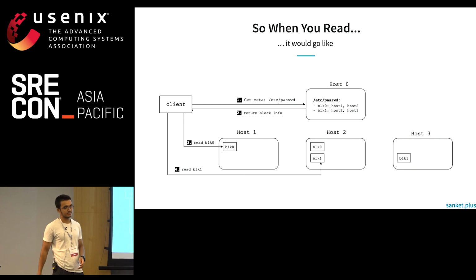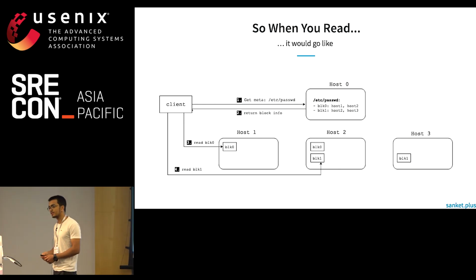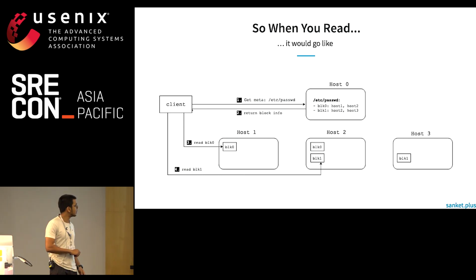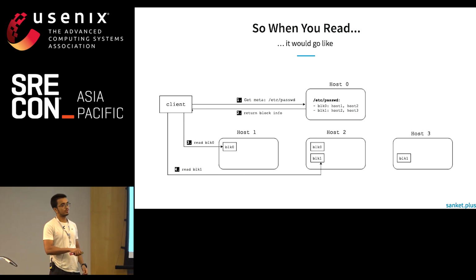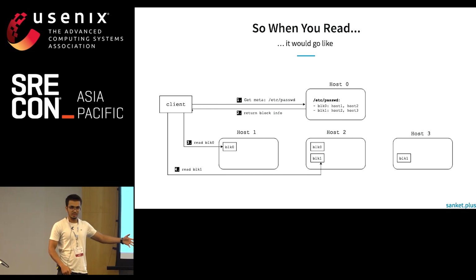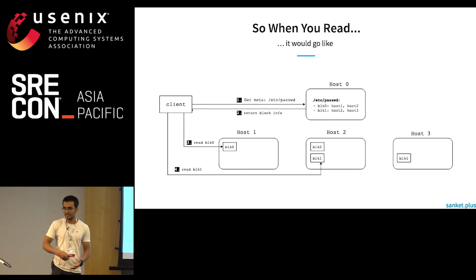Now let's try to read the same file. You got someone who wants to read. Metadata is located on the metadata host. So here's what you will do. First, the client will go to the metadata host. It will tell it that I want to read this file. What the metadata host will tell is, these are the blocks and this is where they are located.